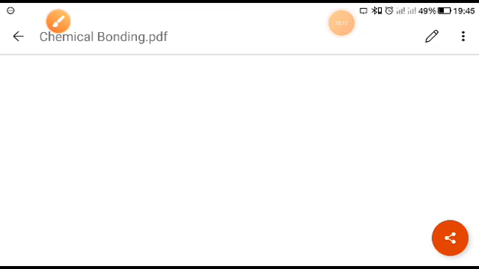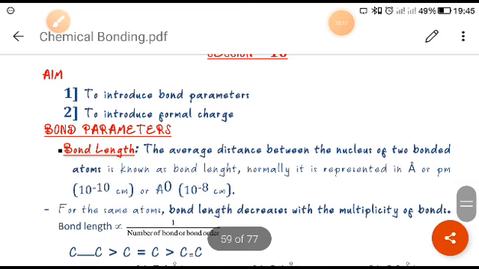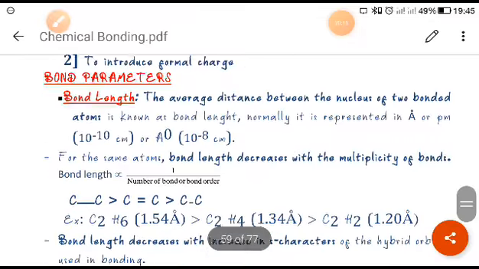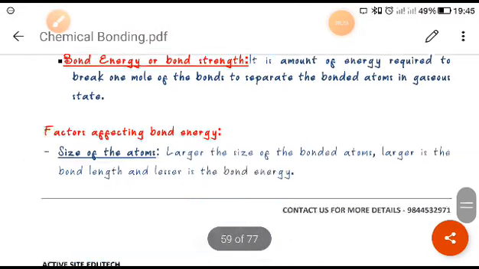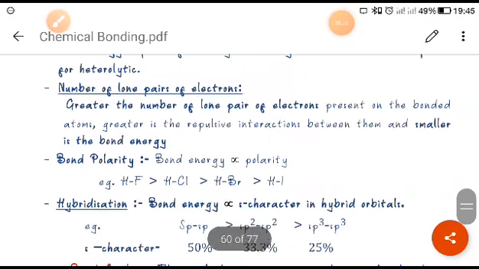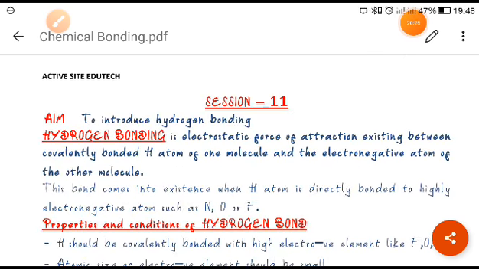So I hope you have understood about resonance, right? Now we will talk about the next topic, which is hydrogen bond.